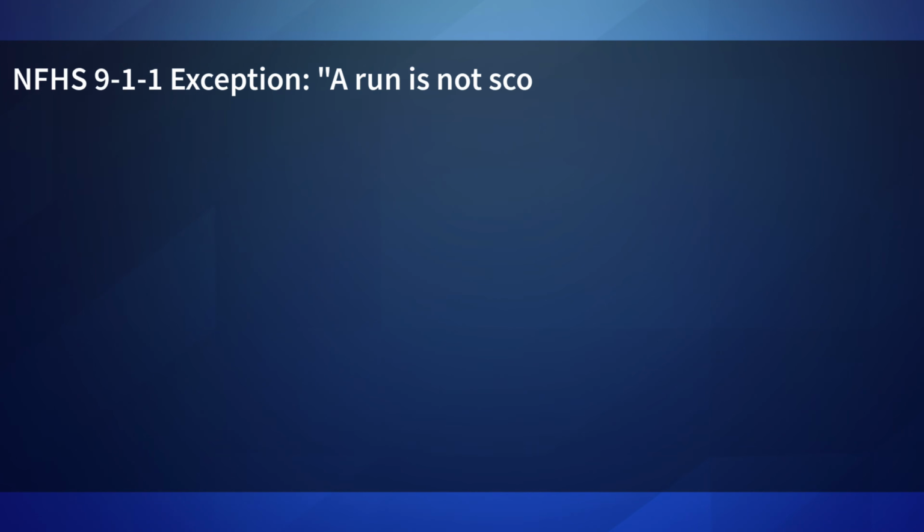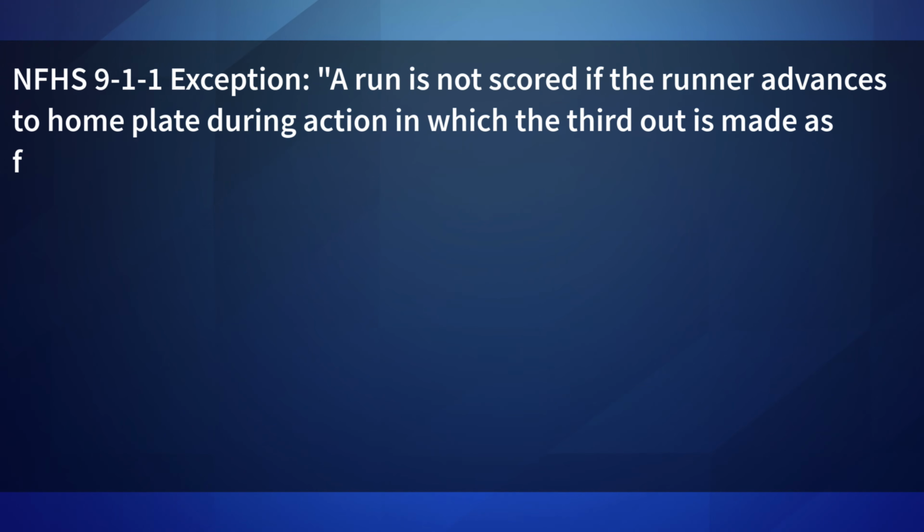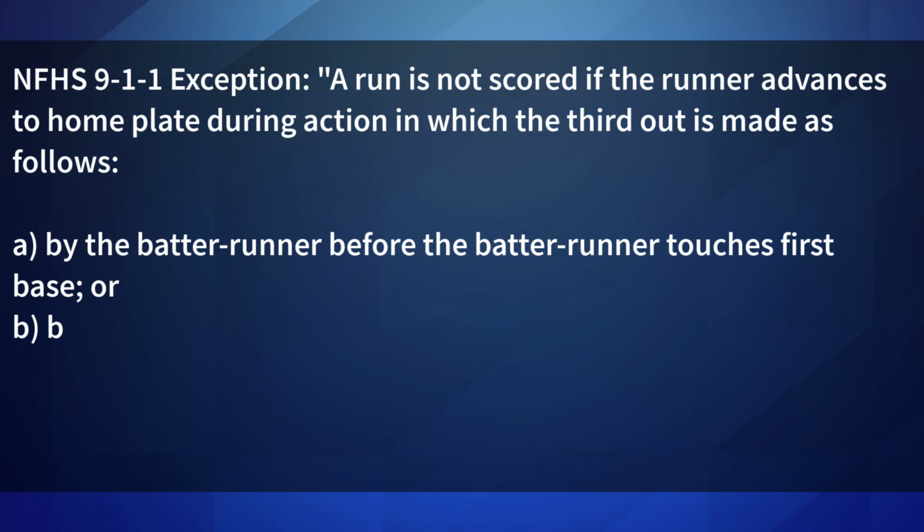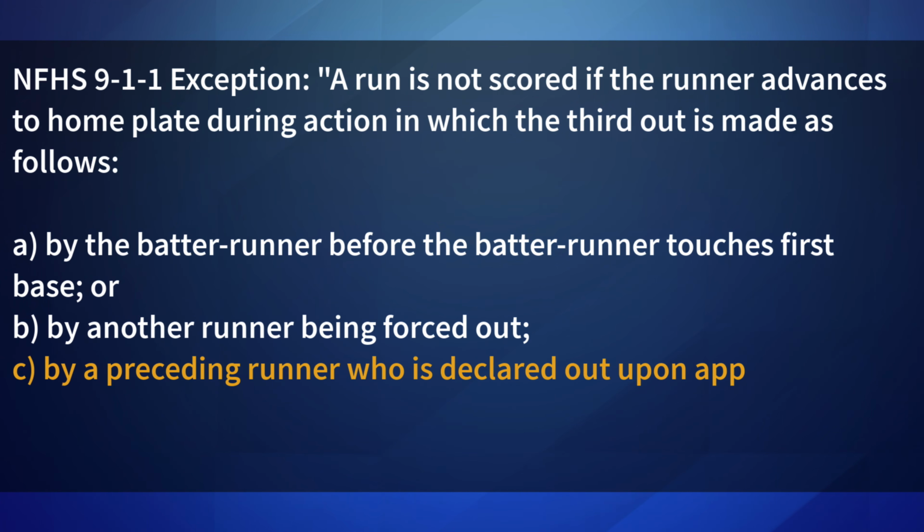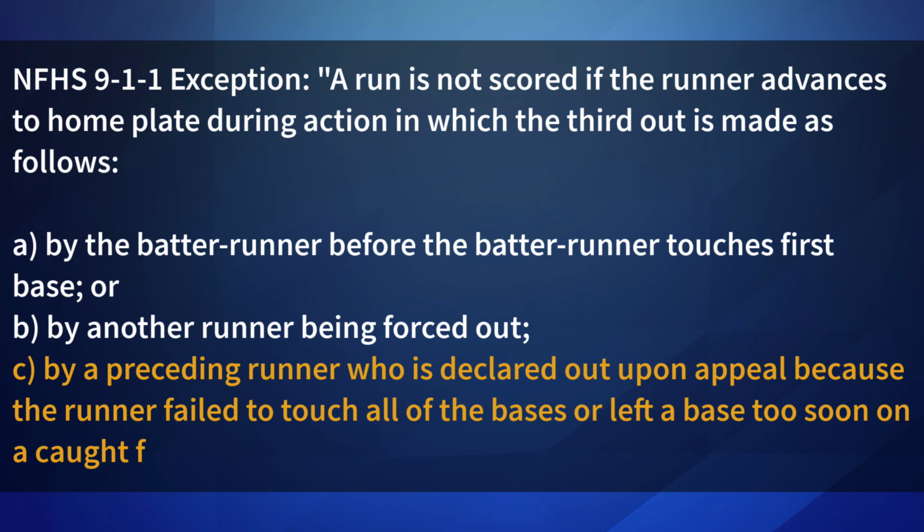A run is not scored if the runner advances to home plate during action in which the third out is made by a preceding runner who is declared out upon appeal because the runner failed to touch all of the bases or left a base too soon on a caught fly ball. So anytime a previous runner is called out for the third out of an inning, following runners that may have crossed the plate do not score. Of course, the only way for this put out to happen is going to have to be through an appeal.